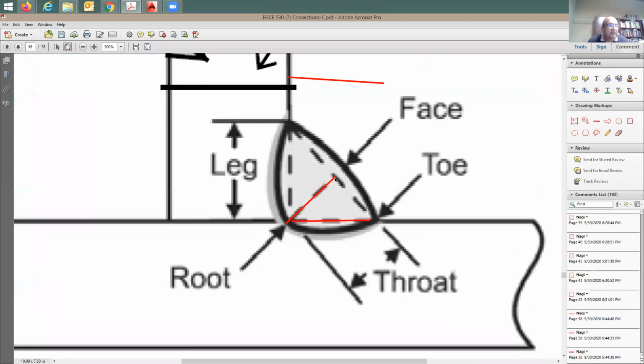And this is simply going to be equal to roughly 70% of this thickness. So the root is going to be roughly 70%. To be exact, it is going to be square root of 2 divided by 2, which is 0.707 times the weld thickness.